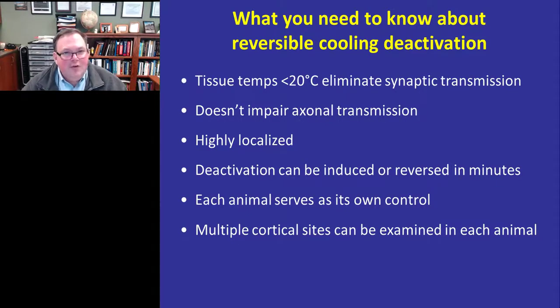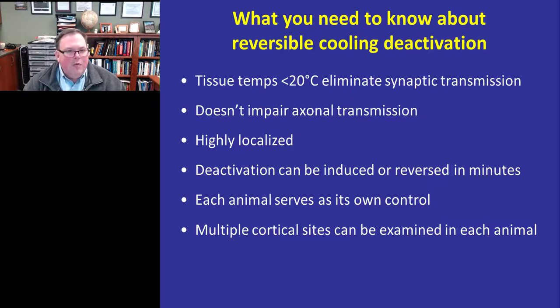Now, there are a couple of things you need to know about reversible cooling deactivation. First off, tissue temperatures below 20 degrees Celsius eliminate synaptic transmission. So if you deactivate any region of the brain to below 20 degrees Celsius, you'll eliminate synaptic transmission. However, you don't impair underlying axonal transmission, mainly because the myelin over axons protects or shields them from any sort of cooling. So you might turn off the neurons in an area that you're interested in, but you won't interfere with underlying fibers of passage. The deactivation is highly localized.